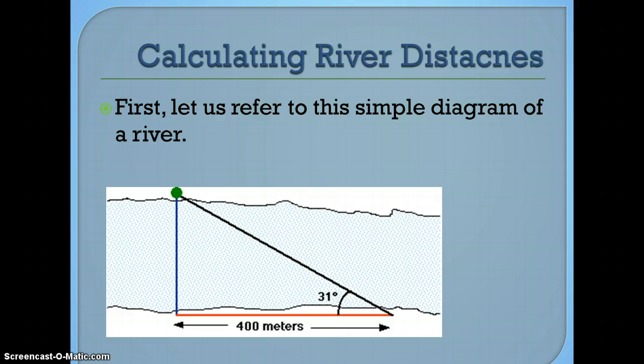First let us refer to this simple diagram of a river. We can see that we can draw a triangle in the middle of the river where the adjacent side will be 400 meters and the angle will be 31 degrees.